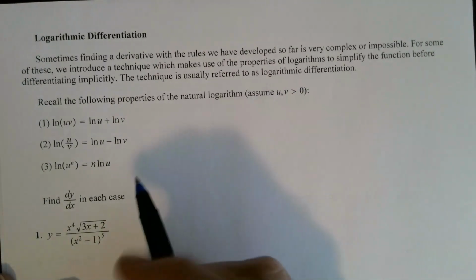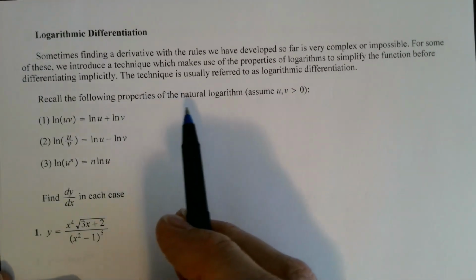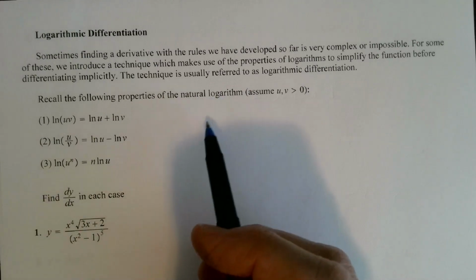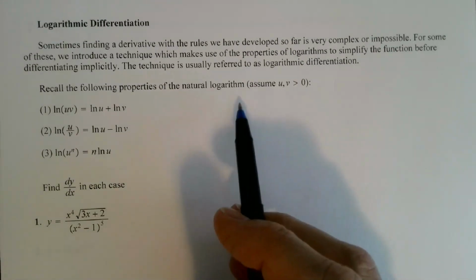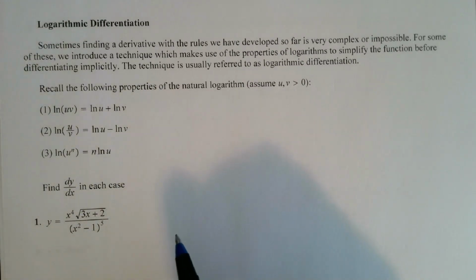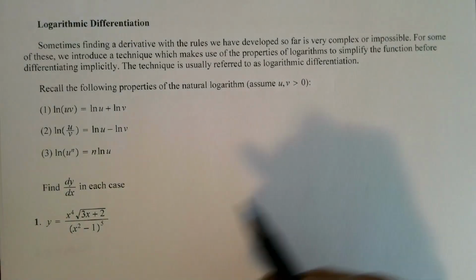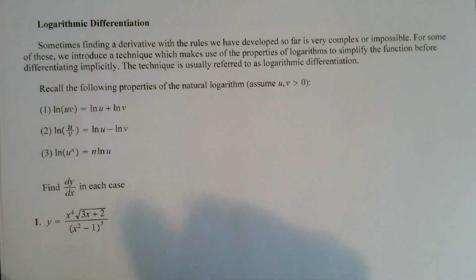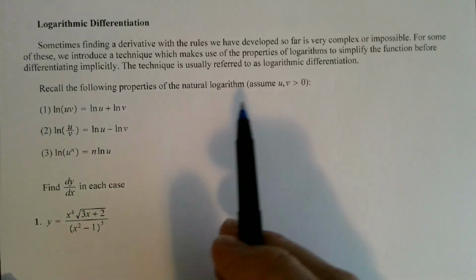So first of all, I want you to recall the properties of the natural logarithm. I'm going to use the natural logarithm when I do logarithmic differentiation. You could use log base something other than e, but if you remember, the derivative of the natural log function that we learned in the last video is nice. It's just 1 over x, and so that's what we're going to use in this process.